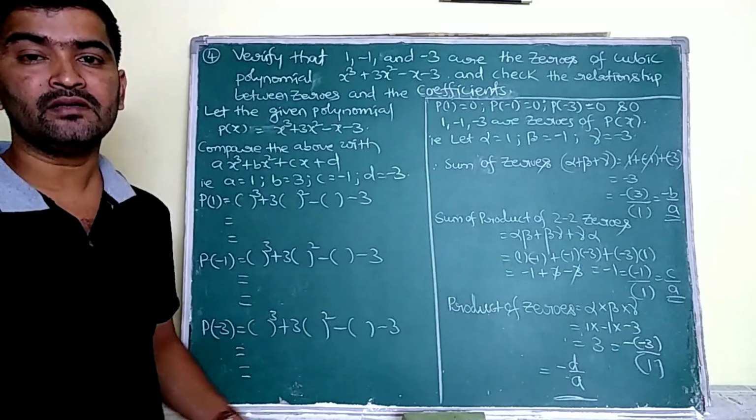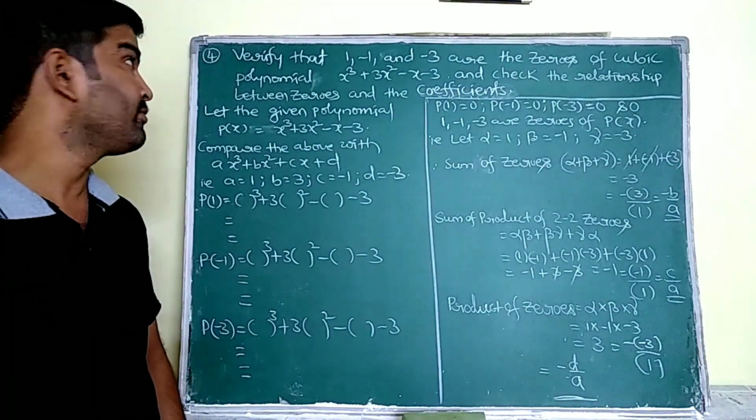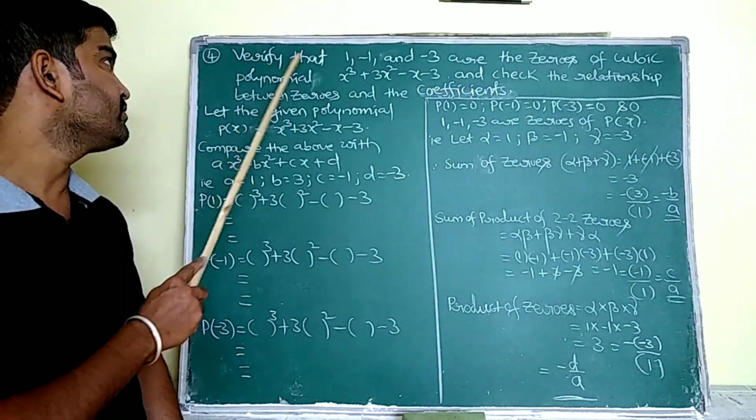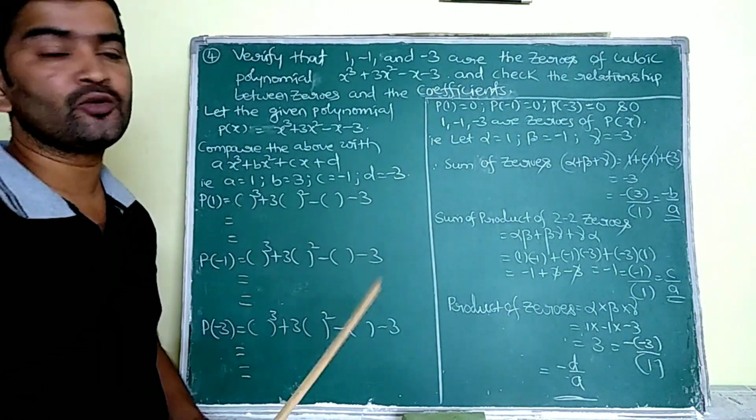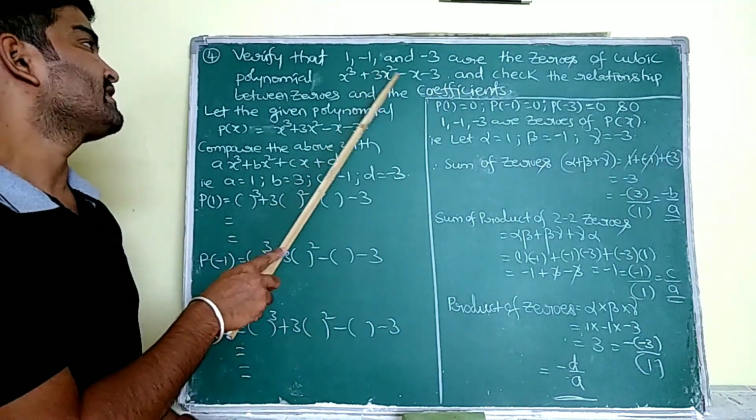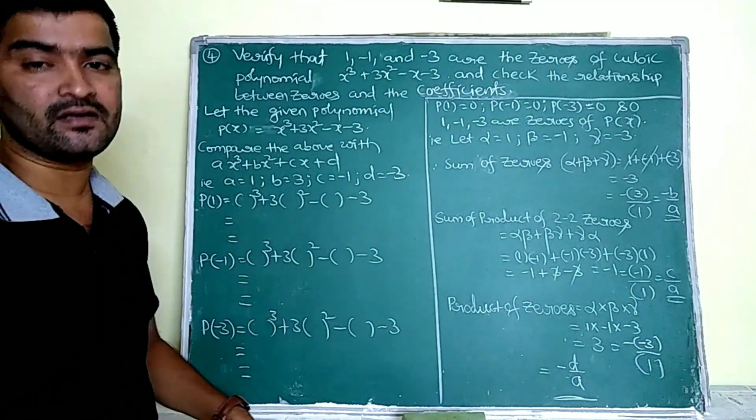Okay, this is the last question of this exercise 3.3. He is asking us to verify whether 1, minus 3 are the zeros of the cubic polynomial x cube plus 3x square minus x minus 3 or not.